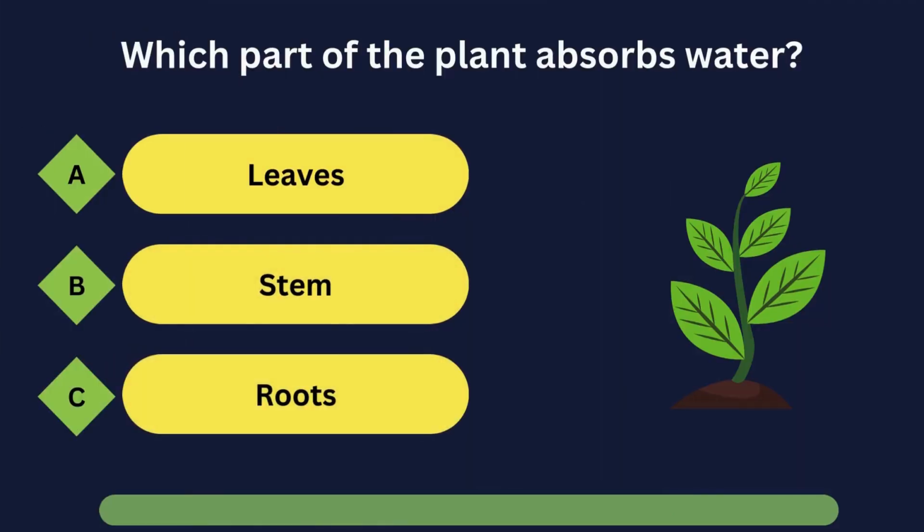Which part of the plant absorbs water? A. Leaves. B. Stem. C. Roots.